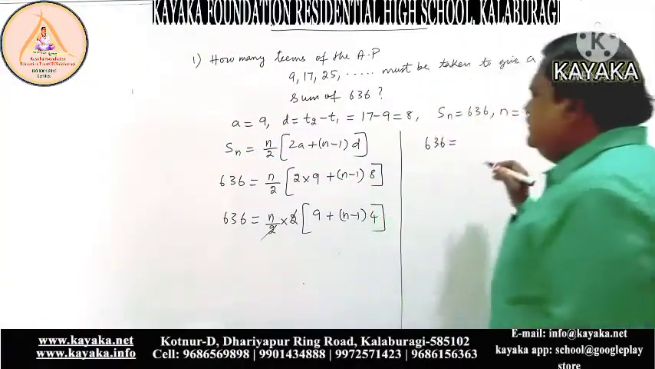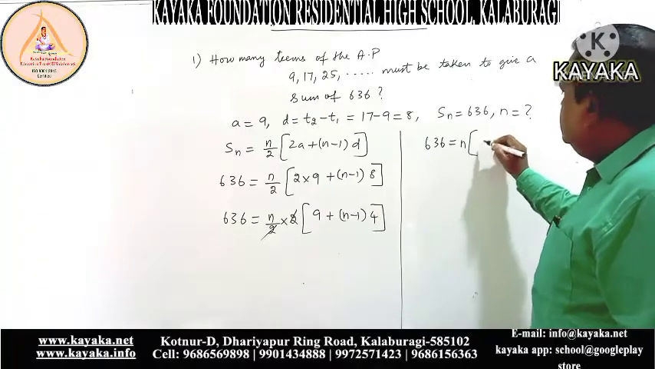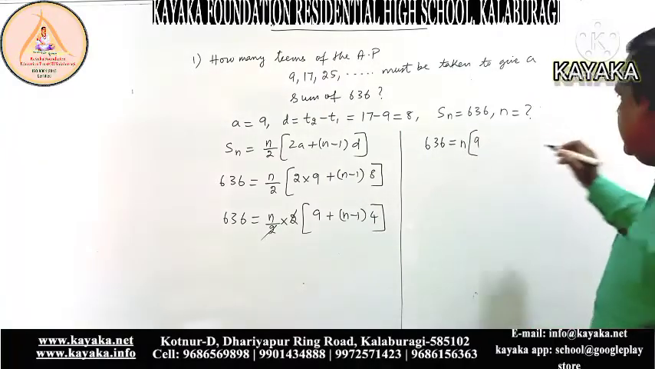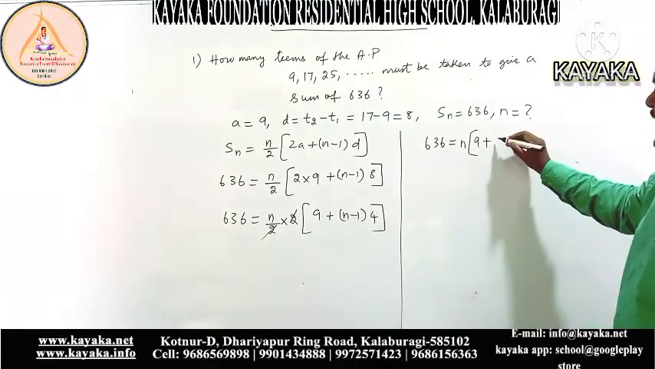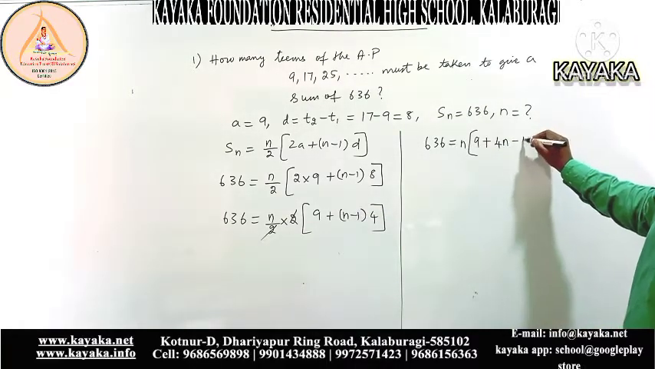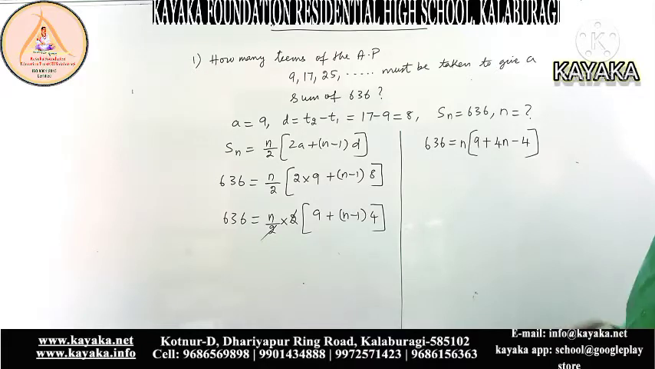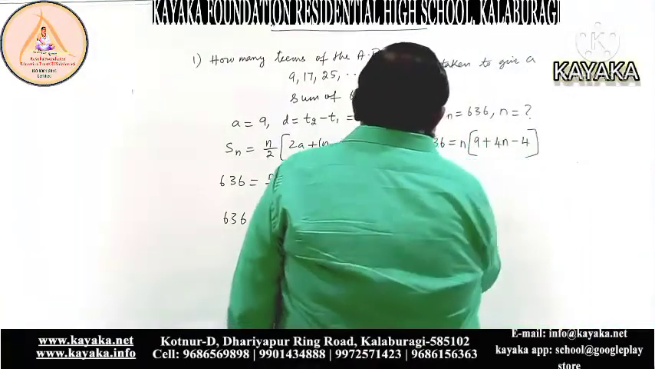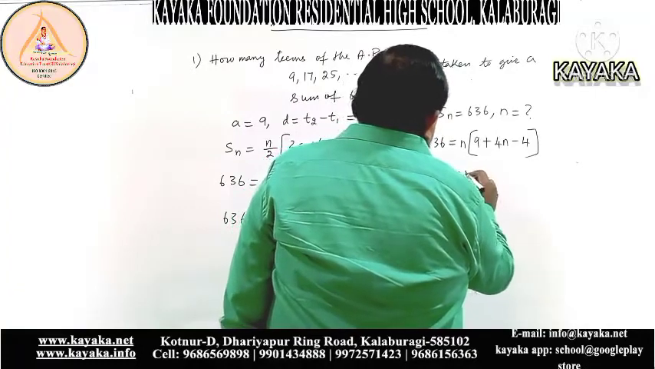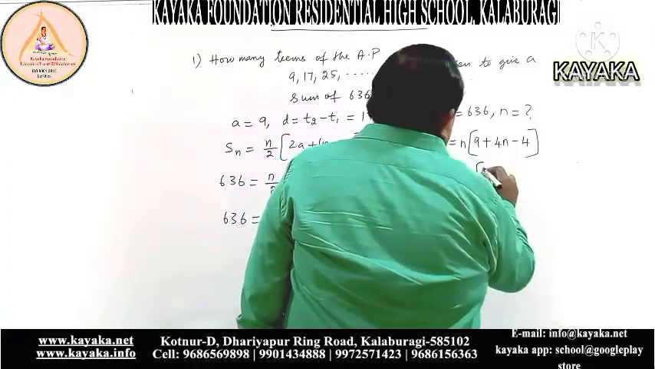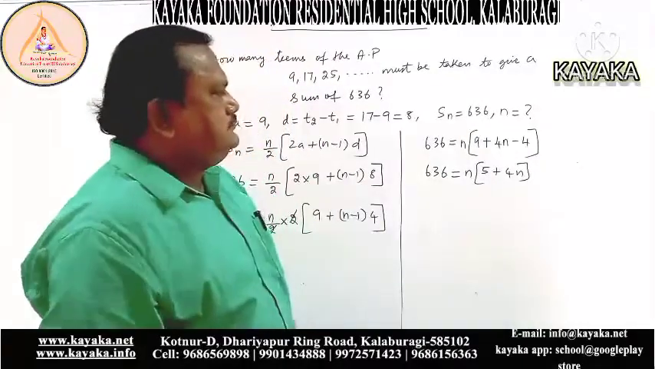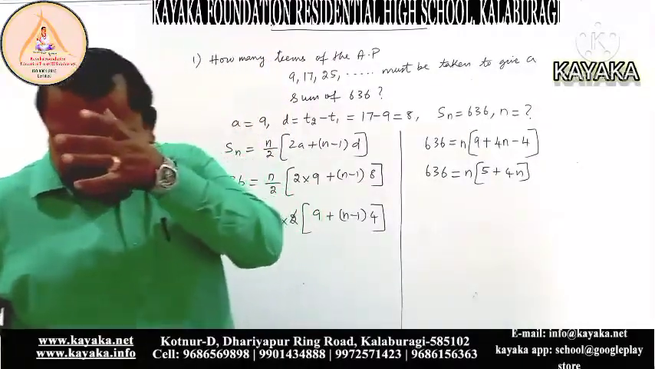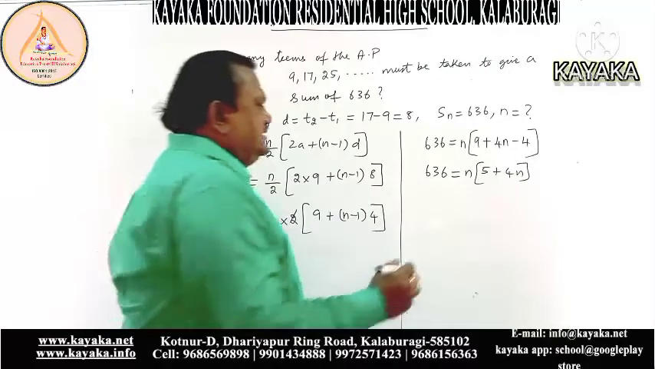636 will be equal to n into 9 plus, open the bracket here, you will get 4n minus 4. Therefore, you will get 636 will be equal to n into 9 minus 4, it will become 5, 5 plus 4n. Okay, dear children, now you can expand this.